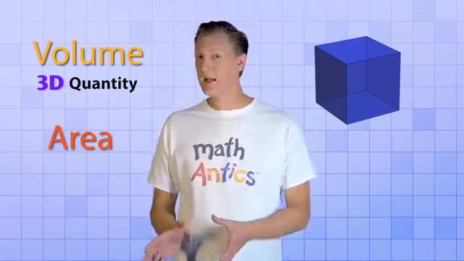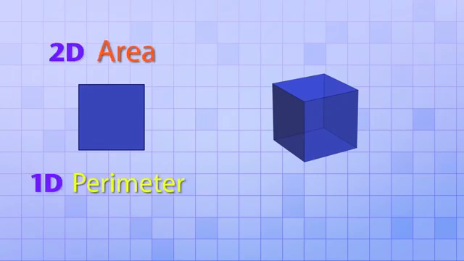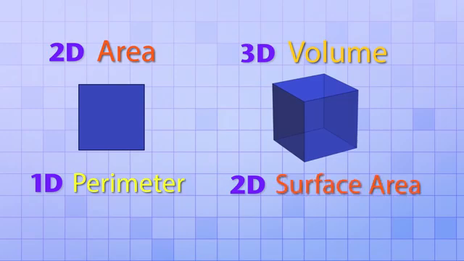Okay, so volume is a 3D quantity for measuring 3D objects. But since we've also talked a lot about area in this video, I want to point out that 3D objects also have a type of area that you don't want to confuse with volume. You might remember from our previous videos that 2D shapes have both a 2D quantity called area and a 1D quantity called perimeter. Well, in a similar way, 3D objects have both a 3D quantity called volume and a 2D quantity called surface area.